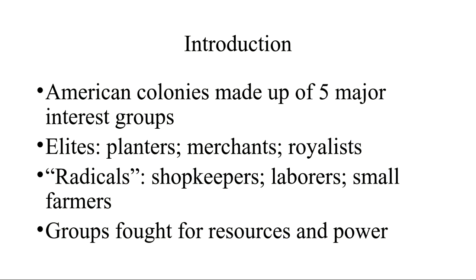On the other hand, you had the so-called radicals, the shopkeepers, the laborers, the small farmers, kind of the haves and the have-nots. And like any group, of course, they were competing for resources and power. So the elite groups were usually a little bit better at holding the radicals in check. And when they were fighting against each other, they weren't really fighting against the British government.